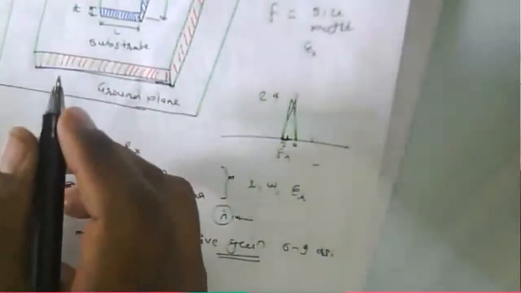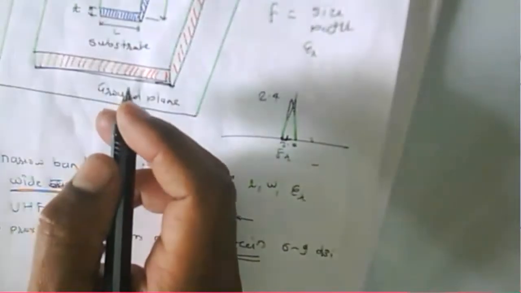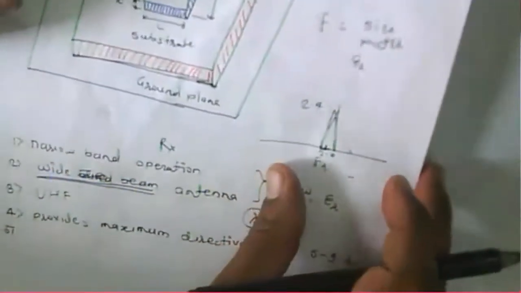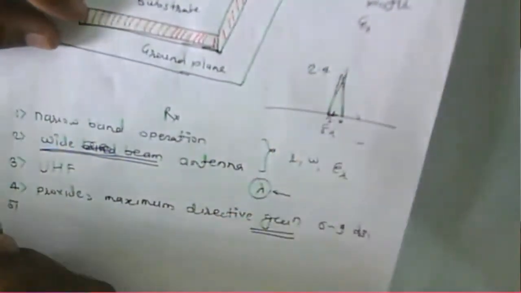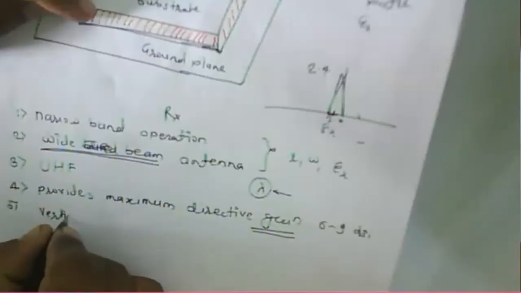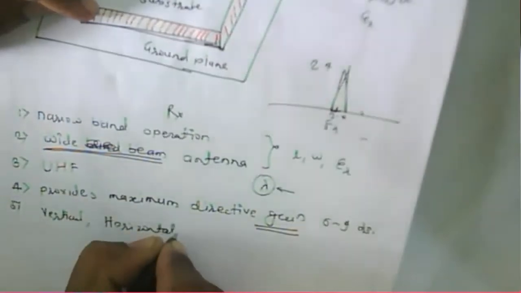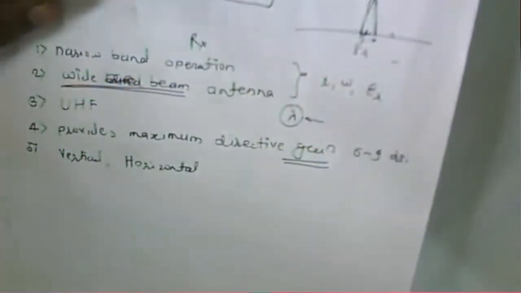Similarly, we can design what the Q factor of that antenna is. Again, the Q factor depends upon the bandwidth of the antenna. So we will get different types of polarized wave. Okay, polarization. Generally, a patch antenna can provide a vertical polarized wave, or a horizontal polarized wave. Vertical polarized wave means what?